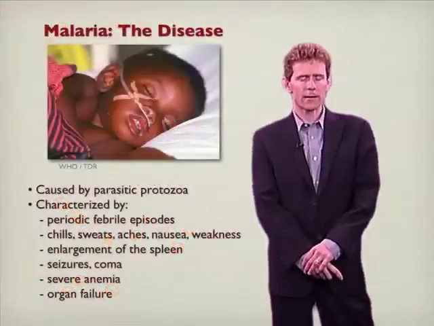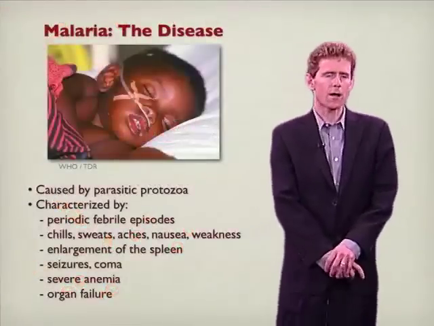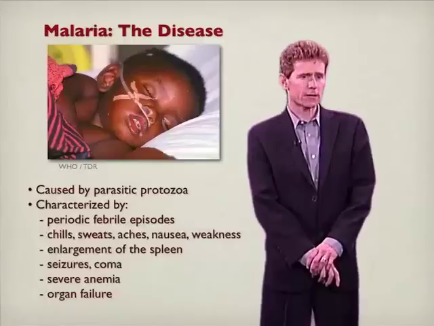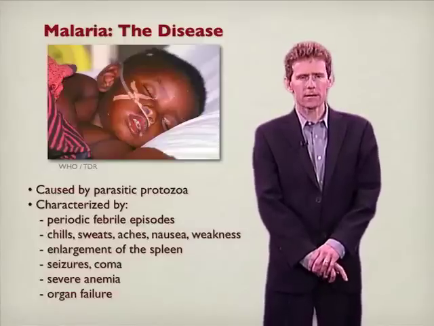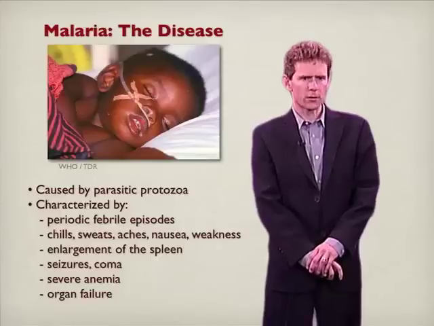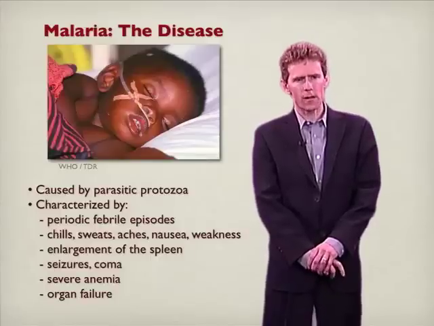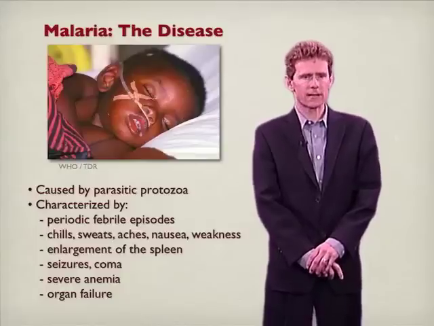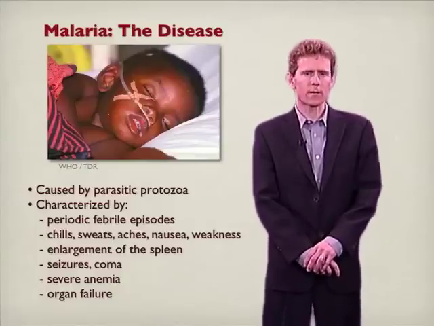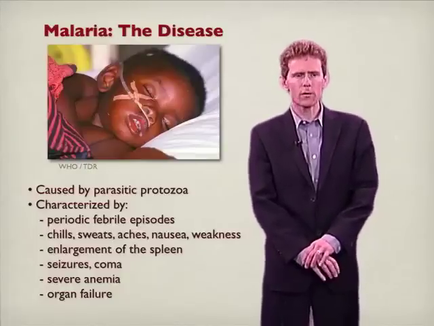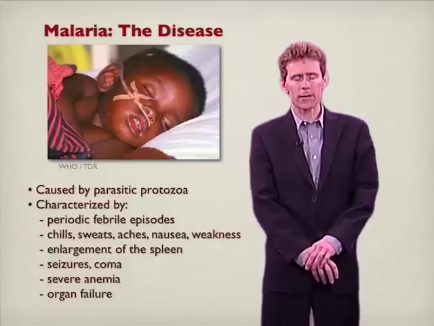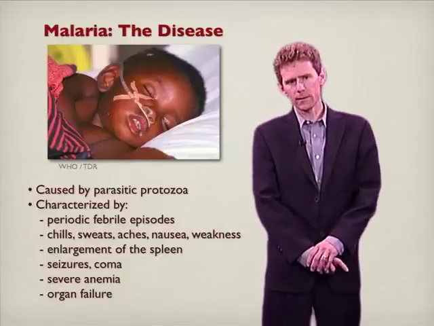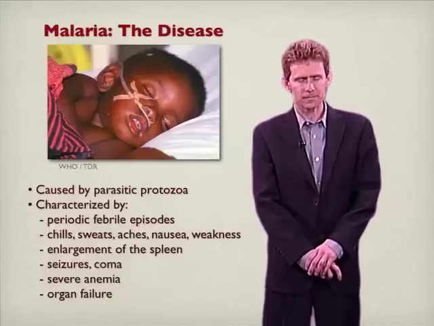The disease malaria is a devastating condition. It's caused by one of four parasitic protozoa. It's characterized by a periodic fever or a febrile incident. This is usually followed by chills, sweats, aches, and other devastating conditions. It is also characterized by enlargement of the spleen, and in the worst form, so-called cerebral malaria, can result in seizures, coma, severe anemia, and ultimately organ failure and death.